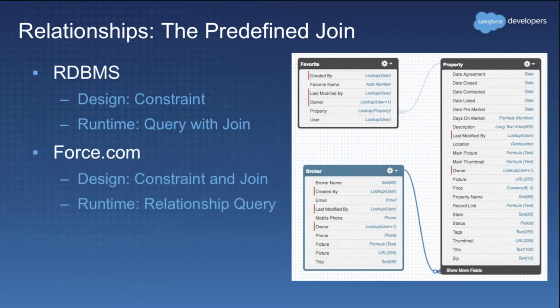So essentially, you're designing the constraint and the join at the same time. And what that means is that there's a little bit less flexibility at runtime. I can't build an ad hoc join into a query. The relationship already has to be there. So at runtime, I write a relationship query, and we'll take a look at what those look like later and talk about how we can build similar functionality to what we might build in a relational database. But that's the big difference when you start to use SOQL and querying your data, is this relationship query feature and the predefinition of the join in the relationship.